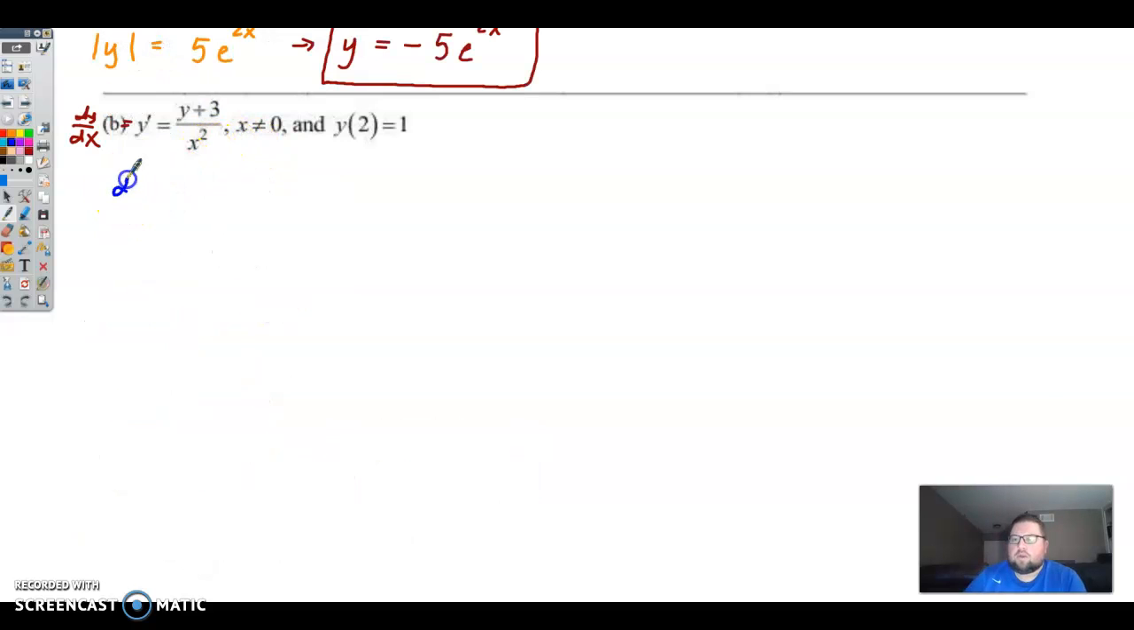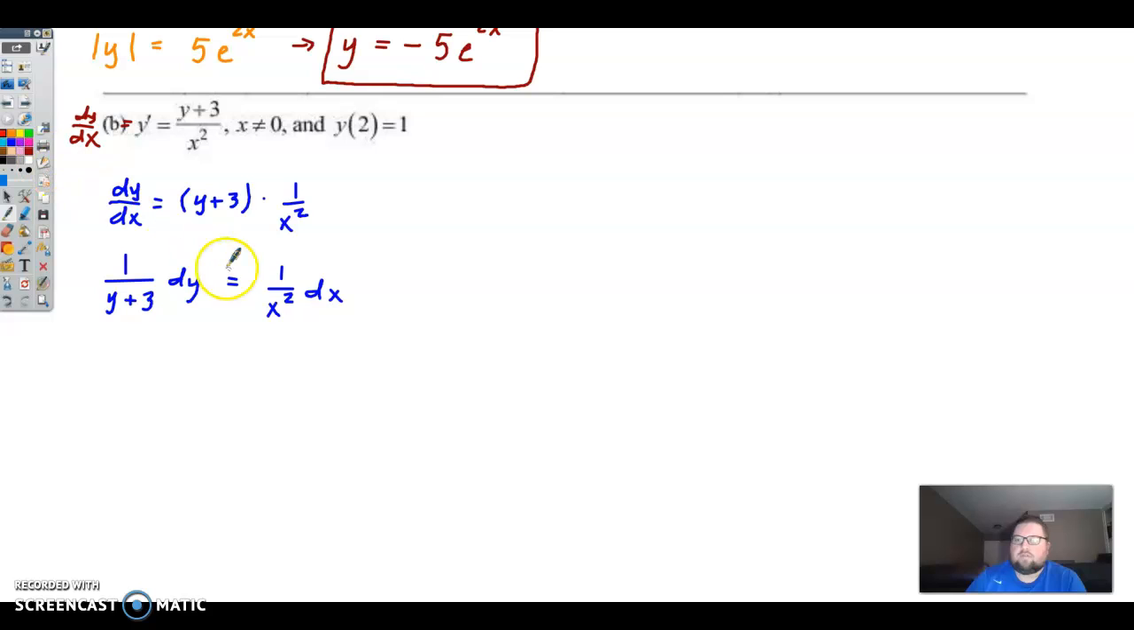All right, so I'm going to rewrite this as dy over dx. I'm also going to separate this out just so you can see what's happening here. So I'm going to put the y plus 3 out to the side and then multiply by 1 over x squared. So we want to leave the 1 over x squared where it is because we're going to be multiplying this dx over here as well. That means we're going to need to divide by the y plus 3. So we're going to end up with 1 over y plus 3 dy is equal to 1 over x squared dx. All right, we have our variables separated out now, so it's time to integrate.